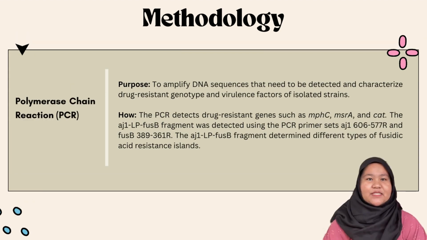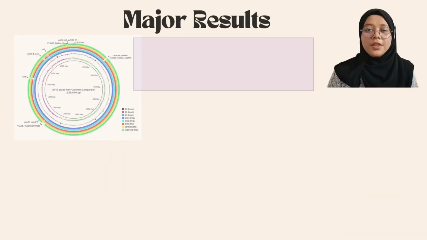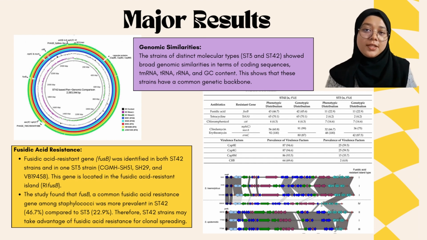Last is polymerase chain reaction, to amplify a DNA sequence and characterize the isolate strains' drug-resistant genotype and virulence factors. The PCR detects drug-resistant genes including mphC, msrA, and cat. Specialized PCR primer sets were utilized to detect the AD1-LP fusB fragment, which encodes for various types of fusidic acid-resistant isolate. There are 4 major results that have been revealed in this study.